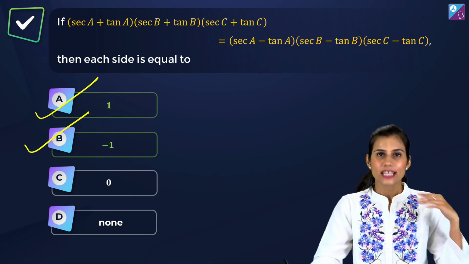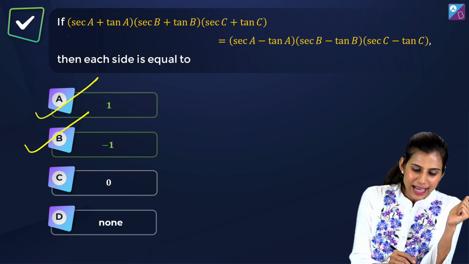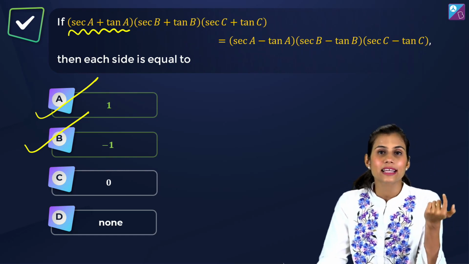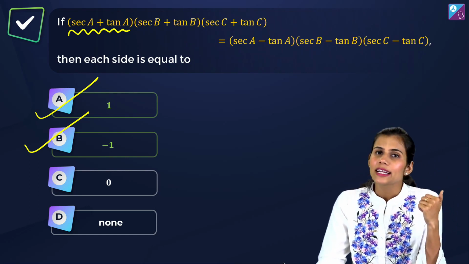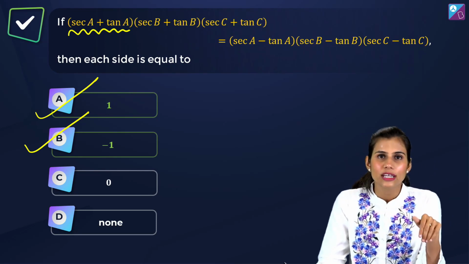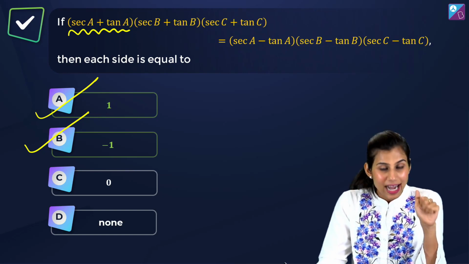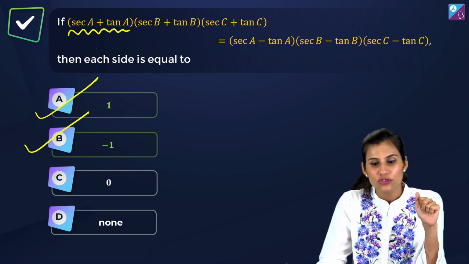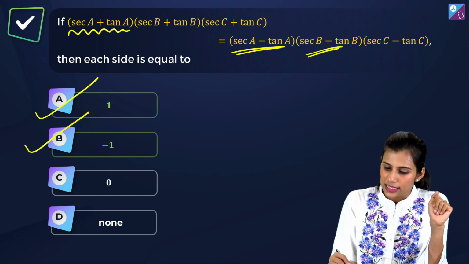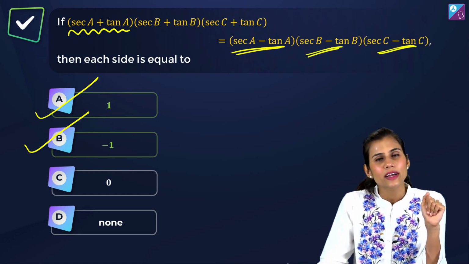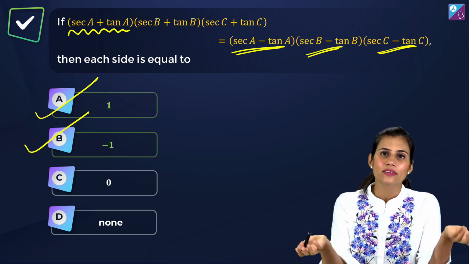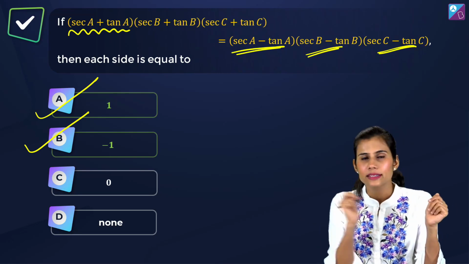But what you have to take away from this question is that I had sec A plus tan A in the picture. I realized that if somehow I get sec A minus tan A, what will get created? Sec square A minus tan square A, which will reduce my expression down to just 1. And how to bring sec A minus tan A into the picture? It is already sitting on the right. Similarly, sec B minus tan B is already sitting on the right. Similarly, sec of angle C minus tan of angle C is already sitting on the right. So multiply the complete equation on both sides by the right hand side expression. And that's it, you will be done.